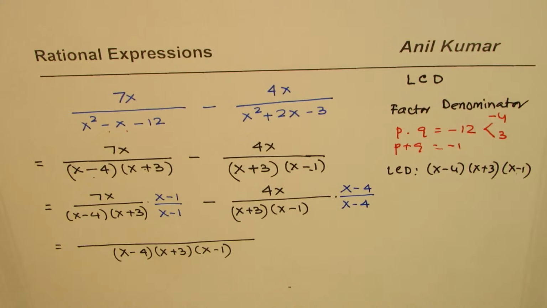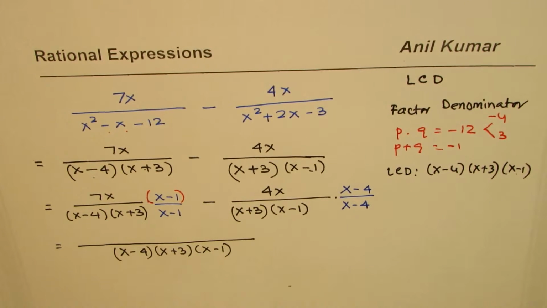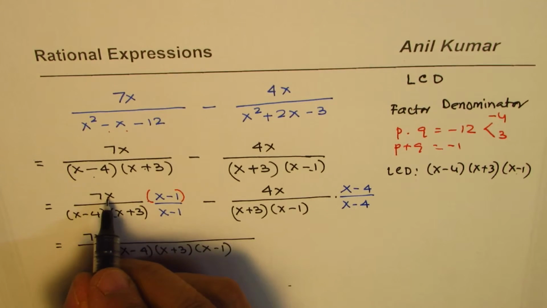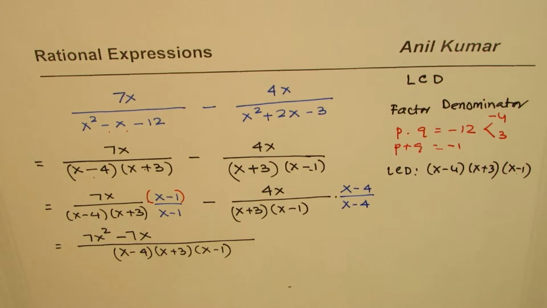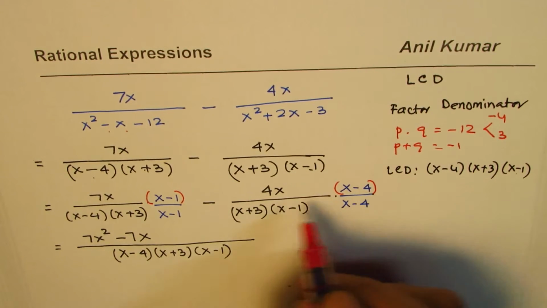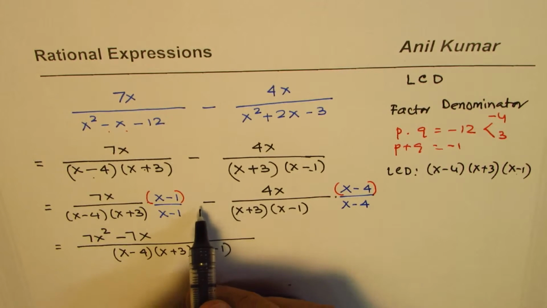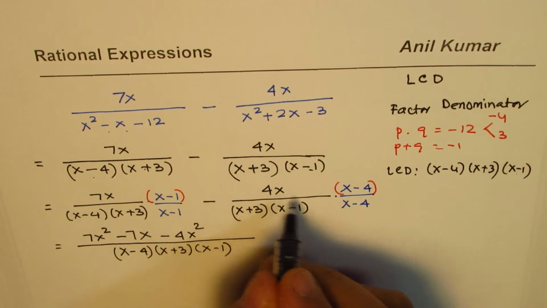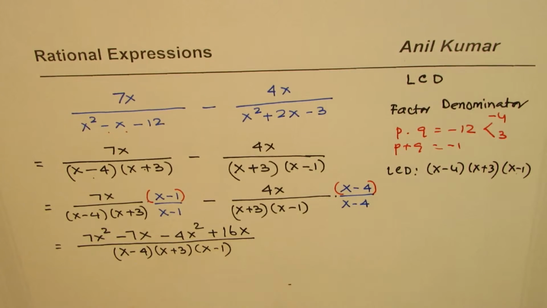What we have to do now is multiply 7x by x minus 1, right? So 7x times x is 7x squared. 7x times minus 1 is minus 7x, correct? Now for the second one, we'll multiply x minus 4 by 4x. So what do we get? We have a minus sign here. So minus 4x times x will be minus 4x squared, and minus 4x times minus 4 will make it positive. 4 times 4 is 16, 16x. You get an idea, right? So that is how we'll get it.